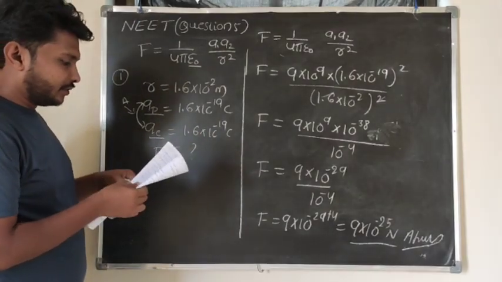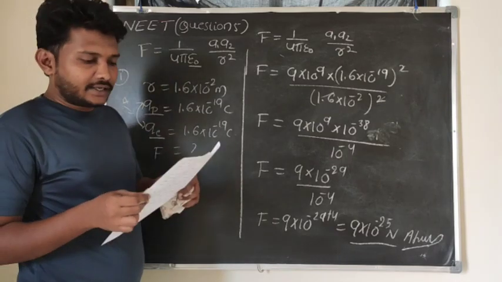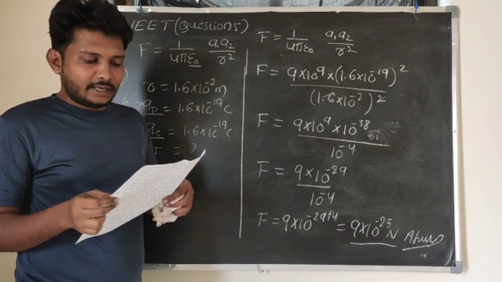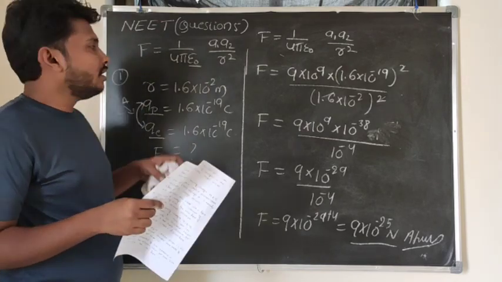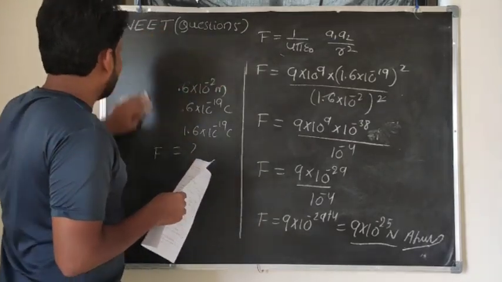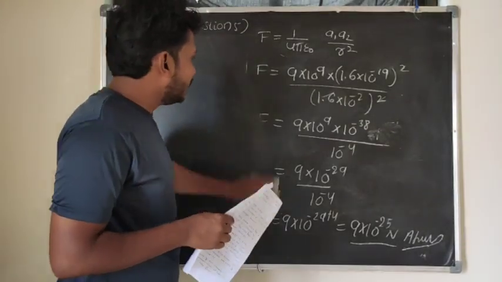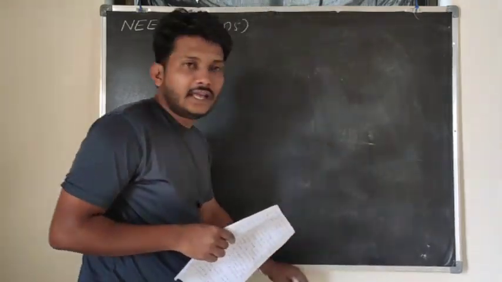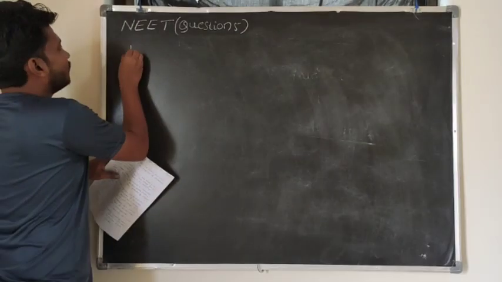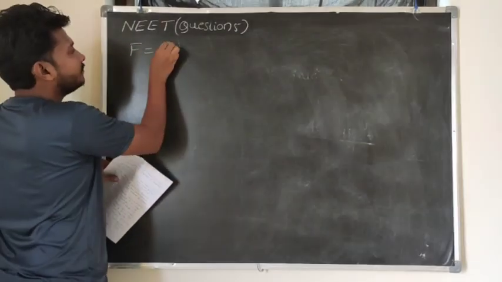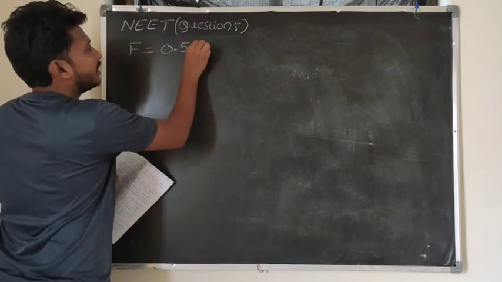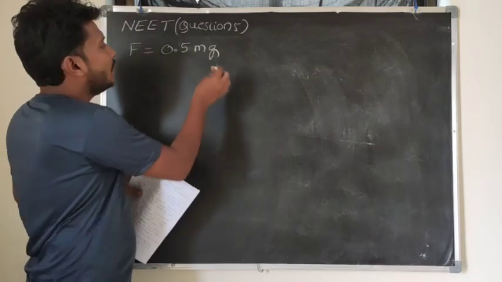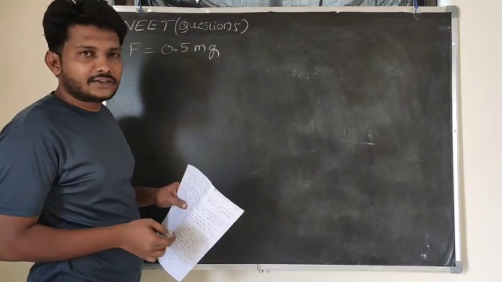Okay, read the next question. Force between two electrons when placed in air is equal to 0.5 times the weight of the electron. Look here, they mention the force value indirectly. The force between the two electrons is 0.5 times the weight of the electron. So F is equal to 0.5 into weight. Weight is nothing but mass into acceleration due to gravity.